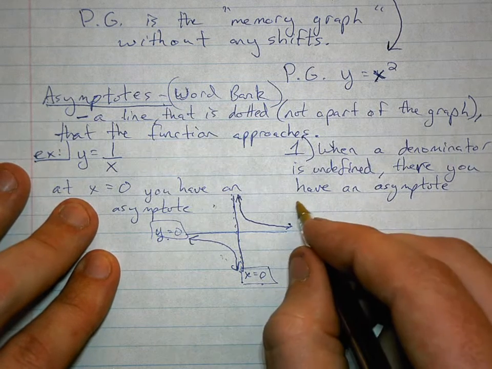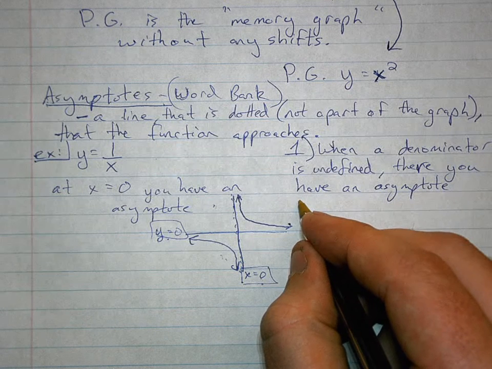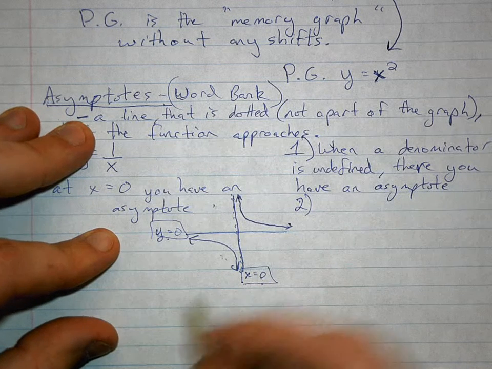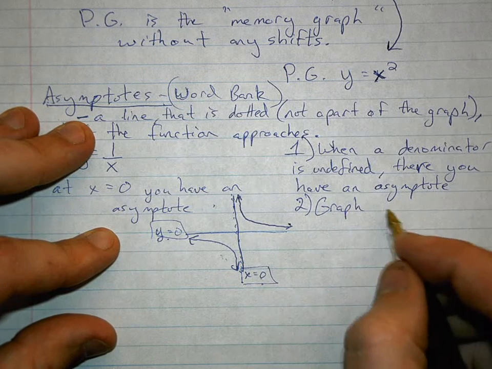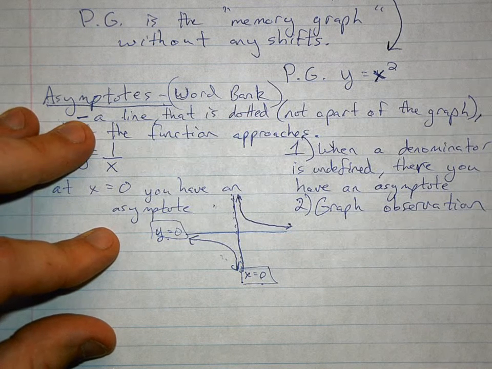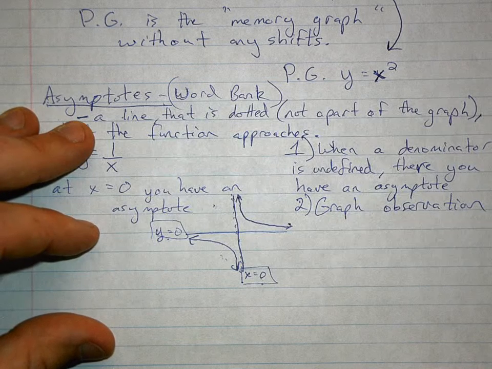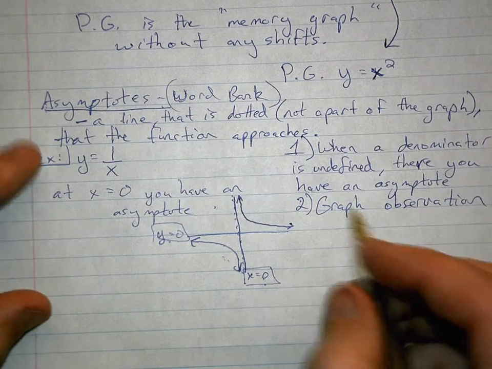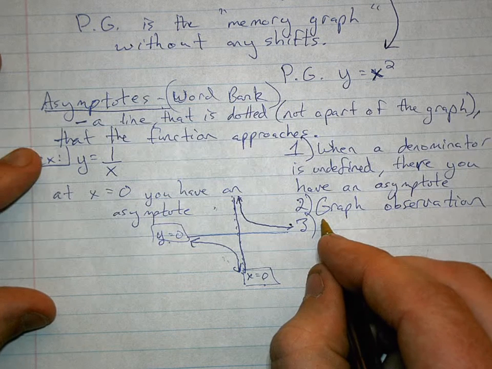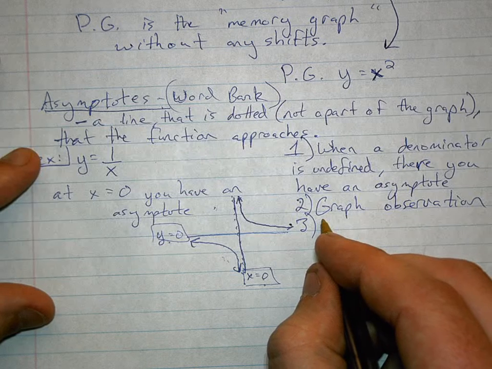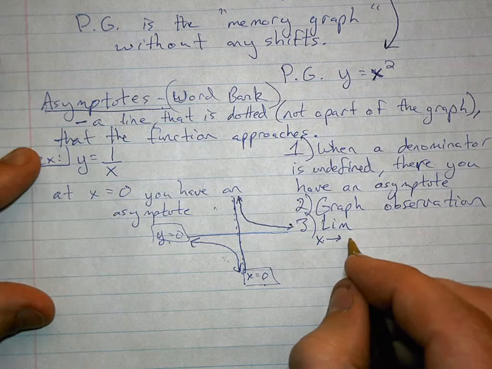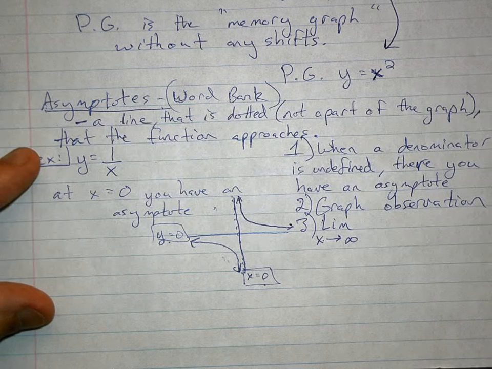You can also find asymptotes just simply by graph observation. The last way to find asymptotes is, have you heard of the term a limit? So the limit as x goes to infinity of 1 over x.